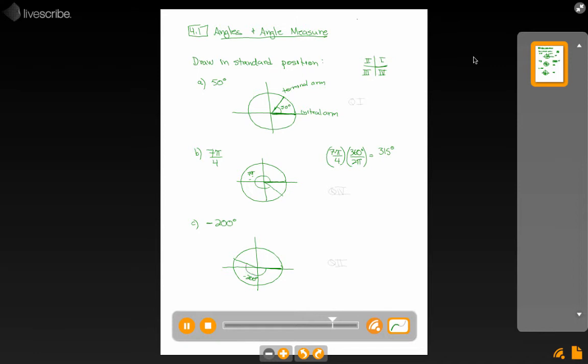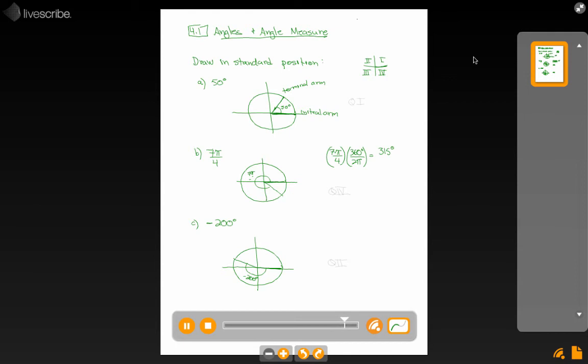Still start with your initial arm in the exact same place, but you rotate in a clockwise direction now, 200 degrees. So 90, 180, and a little bit more puts me into quadrant 2, and I label it -200 degrees.